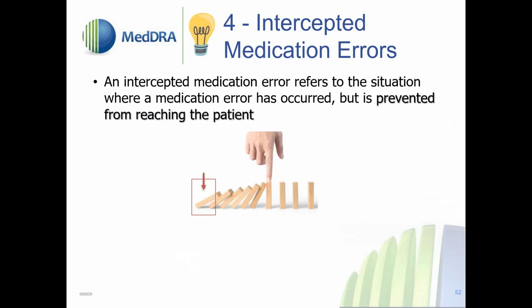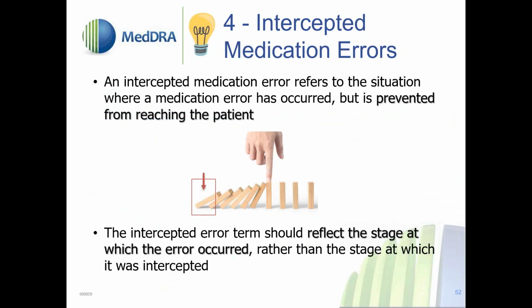Next principle. Sometimes medication errors at an earlier stage of the medication use process are prevented from reaching the patient. So a medication error occurred during prescription, preparation of the medication, or at another stage, but it is detected and intercepted by an active intervention of an additional person. When such scenarios are reported, the selected term for the intercepted error should represent the stage where the error actually occurred, not where it was prevented.